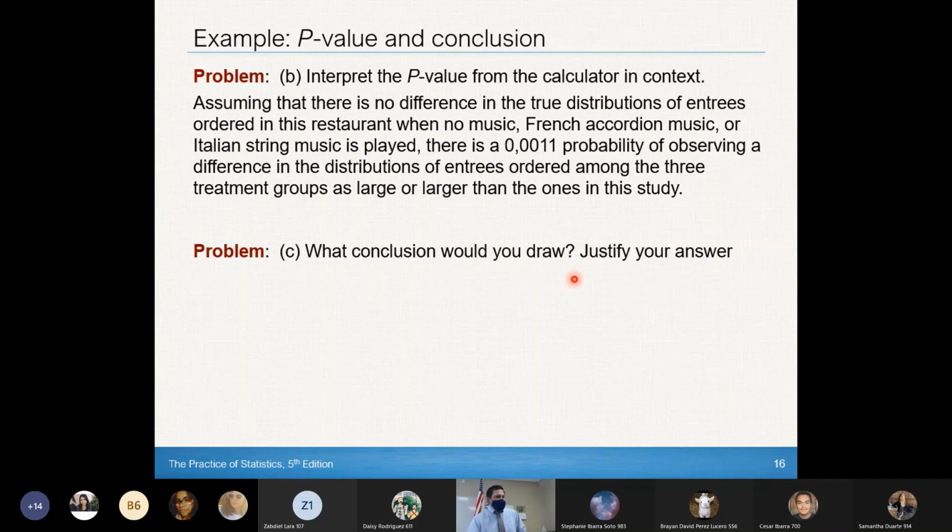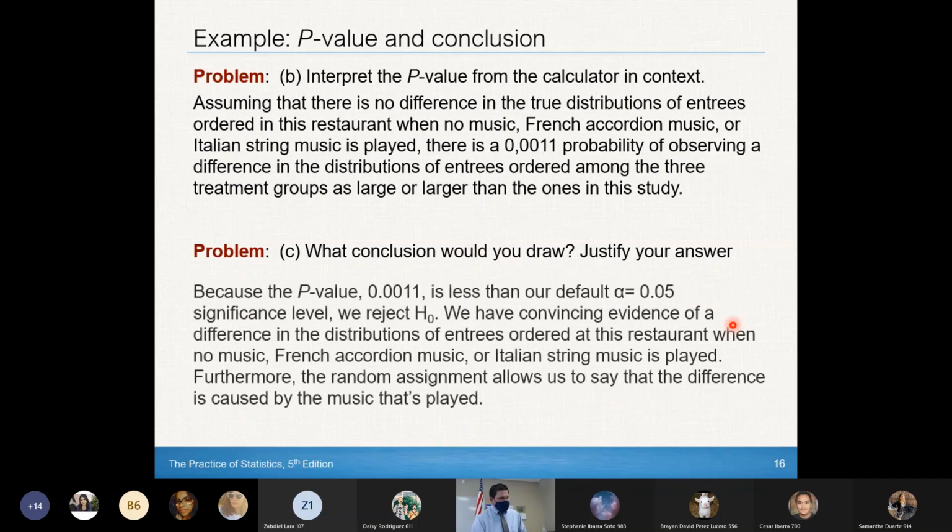And then what conclusion would you draw? Because the p-value, 0.0011, is less than our default alpha equaling 0.05 significance level, we reject the null hypothesis. We have convincing evidence of a difference in the distributions of entrees ordered at this restaurant when no music, French accordion music, or Italian string music is played. Furthermore, the random assignment allows us to say that the difference is caused by the music that's played.